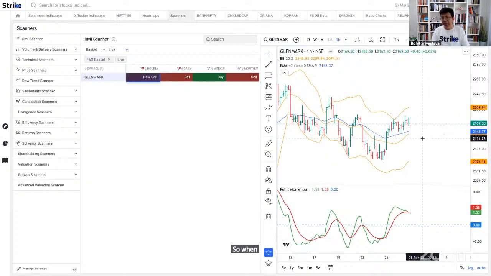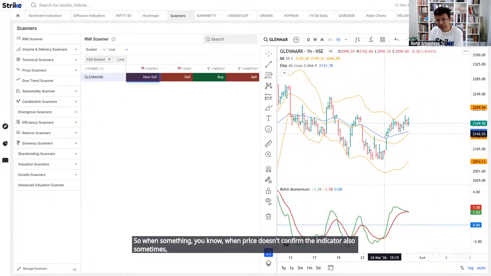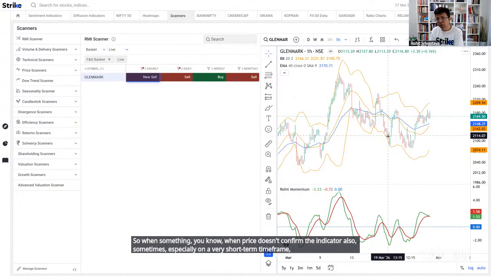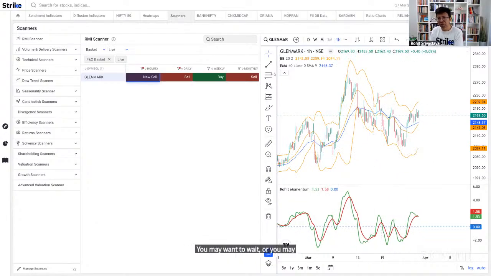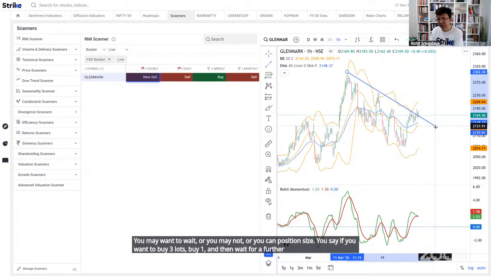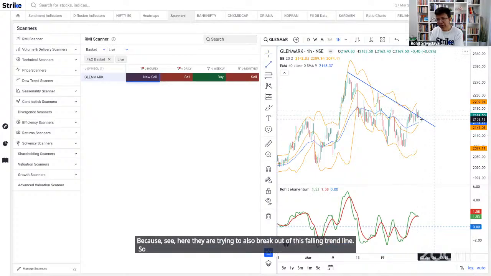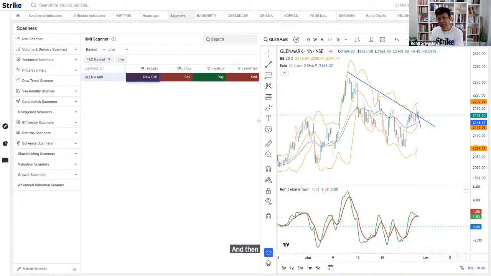So when price doesn't confirm the indicator, especially on a very short term time frame, you may want to wait, or you may not, or you can position size. If you want to buy 3 lots, buy one and then wait for further confirmation for prices to actually fall. Because here they're trying to break out of this falling trend line. So wait for an actual price decline below the averages here, and then add more after that. That type of strategizing you can do.